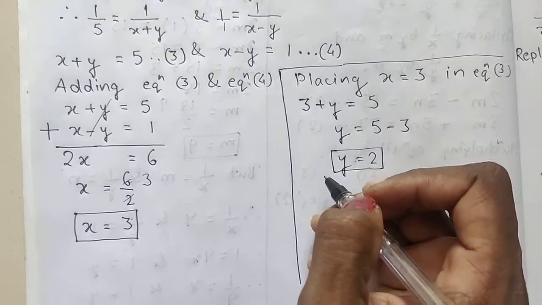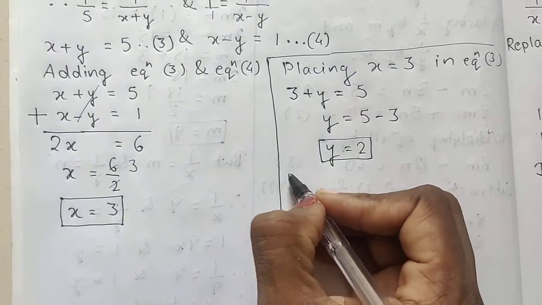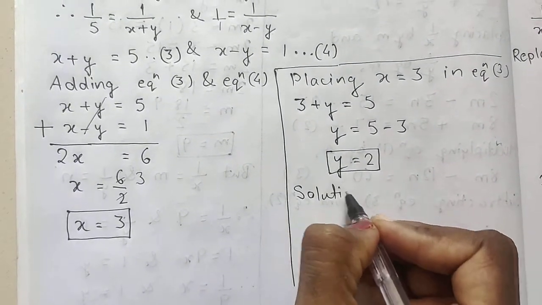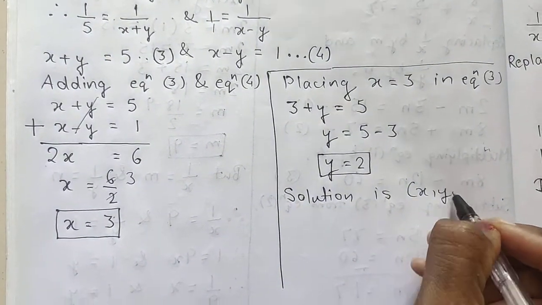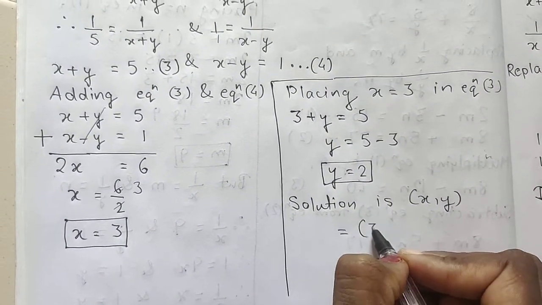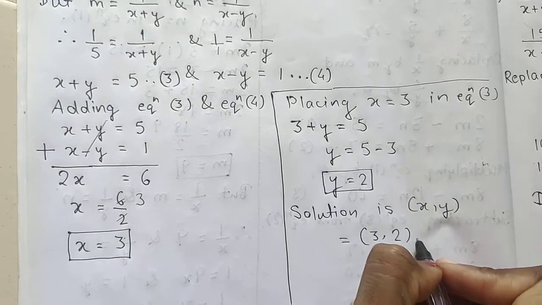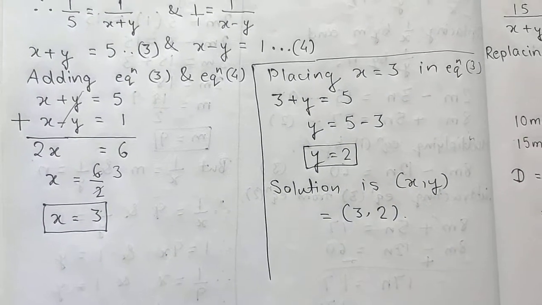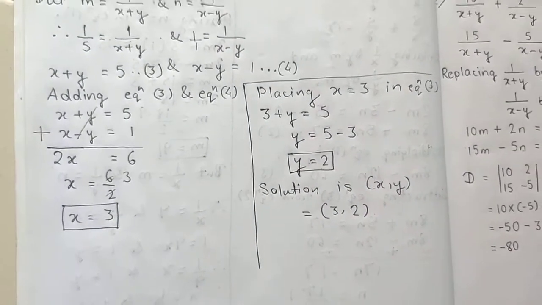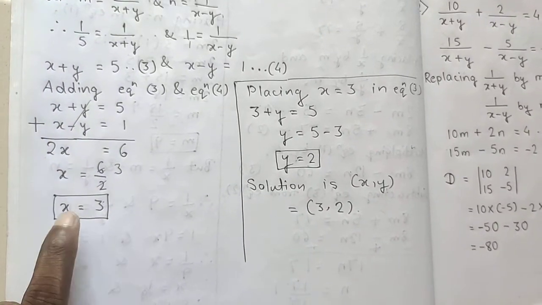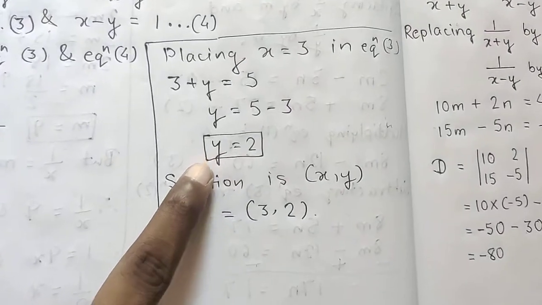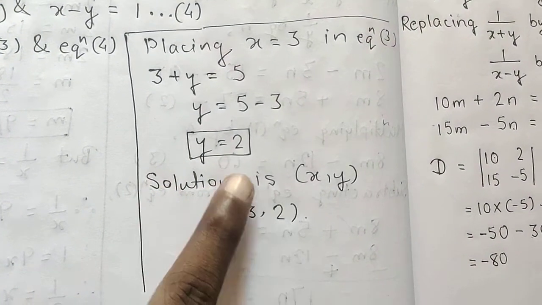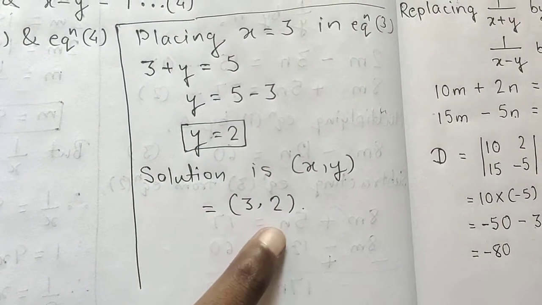Okay, so now we can write our final answer. The solution is x comma y equals 3 comma 2. So in this way we have solved and we got our answer, that is x is equal to 3 and y is equal to 2. That is our answer. Solution is x comma y, 3 comma 2.